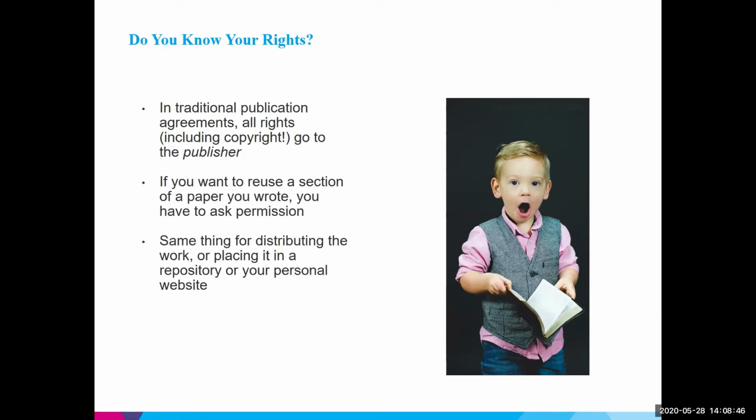The same thing goes for distributing the work or placing it in a repository or your personal website, because once again, we're talking about the rights to things like reproduction, distribution, modification. All of these are within that bundle of copyright. And so if you give away your copyright, you don't have the right to that anymore.